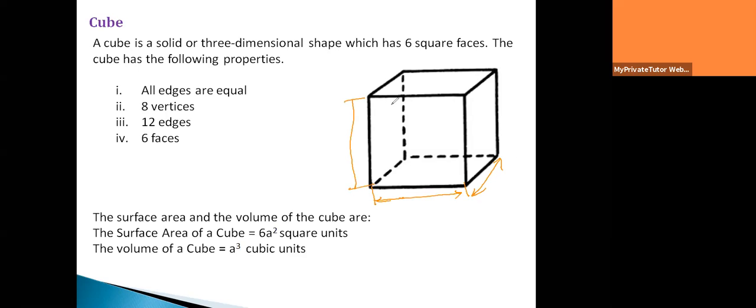So which means what? You can see the front one, the back one, left, right, top, bottom. All are squares. That's why it says it has 6 faces, 6 square faces. So let's say if this is 8 centimeters, all the side lengths are 8 centimeters. I hope you got that.